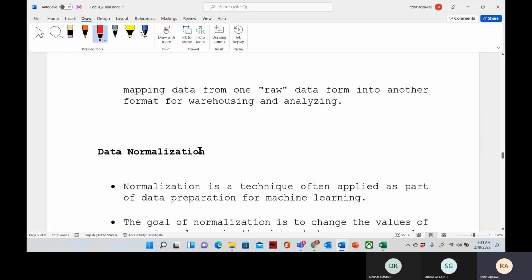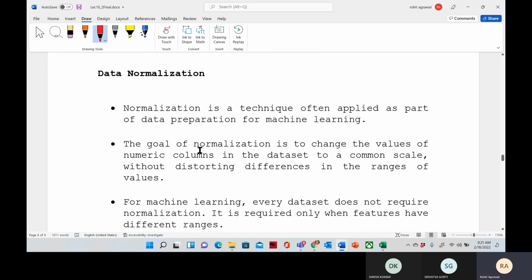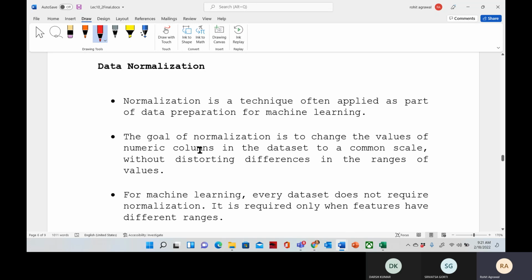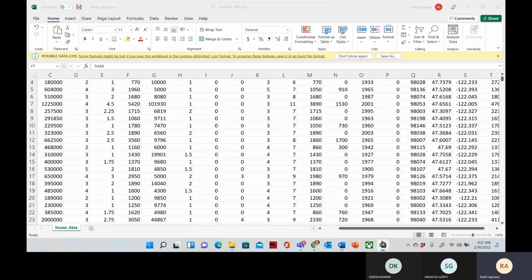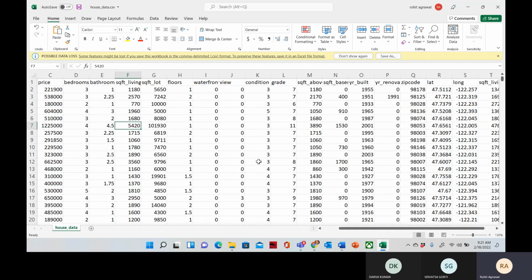Okay. Now the next is normalization. You can say it also comes in data transformation itself, but we can discuss it separately, because most of the time you will find we need to use normalization. So I will tell you an example. Suppose this is house data. You have these attributes: bedrooms, bathroom, square feet living, square lot. Suppose I'm talking about these four. What can you say about this data?